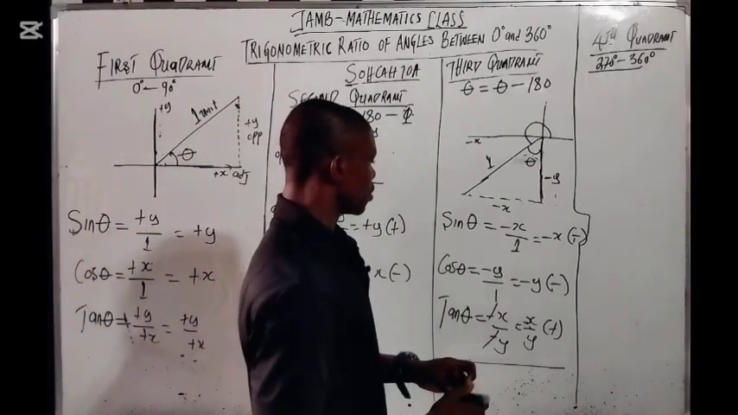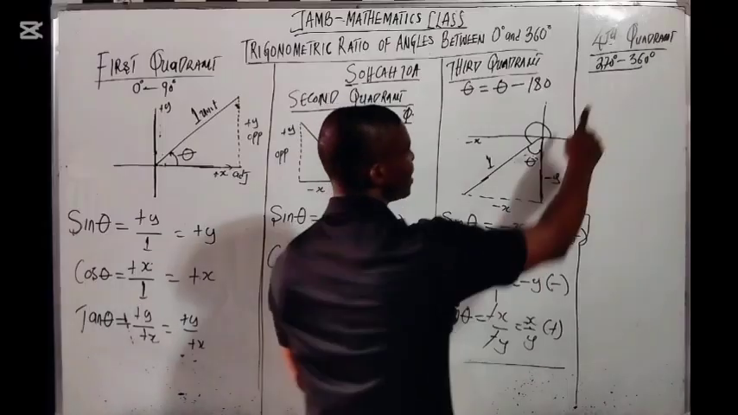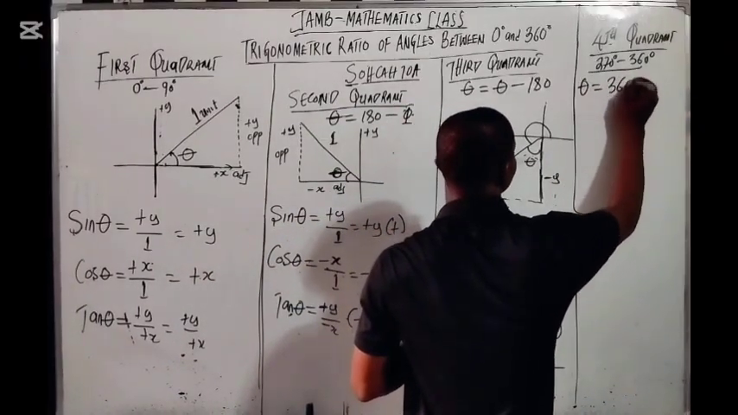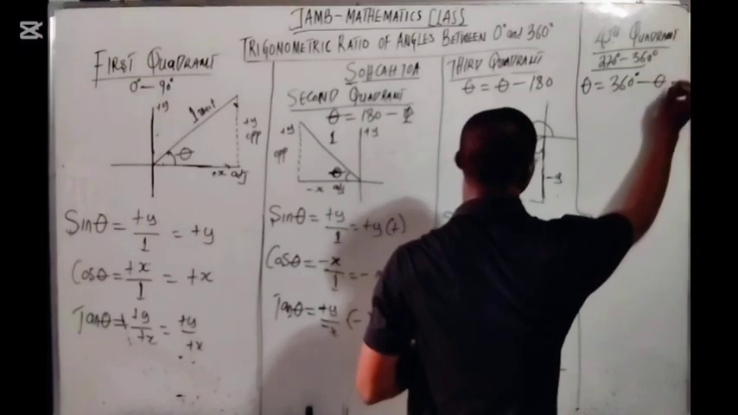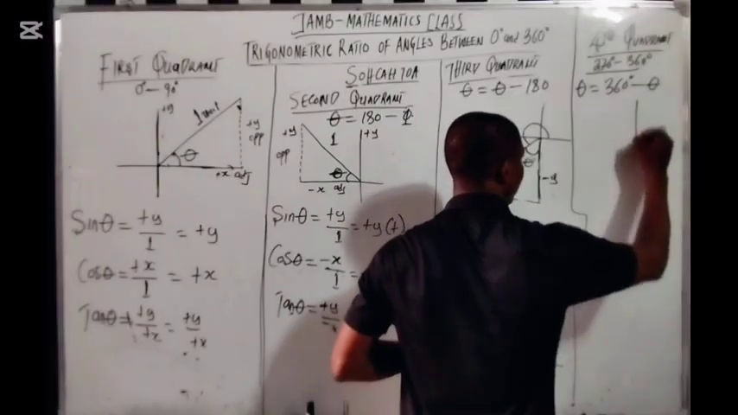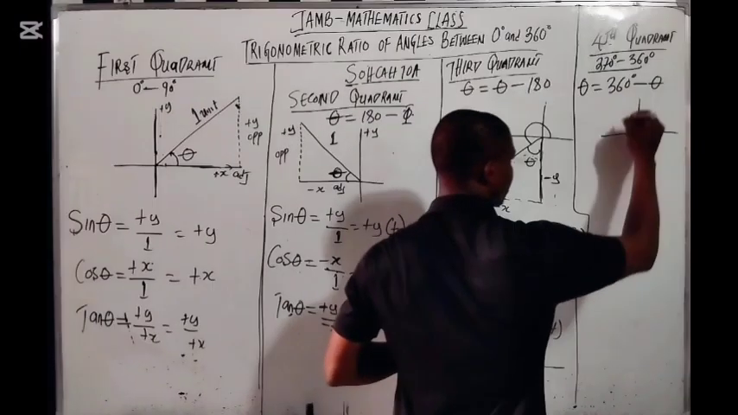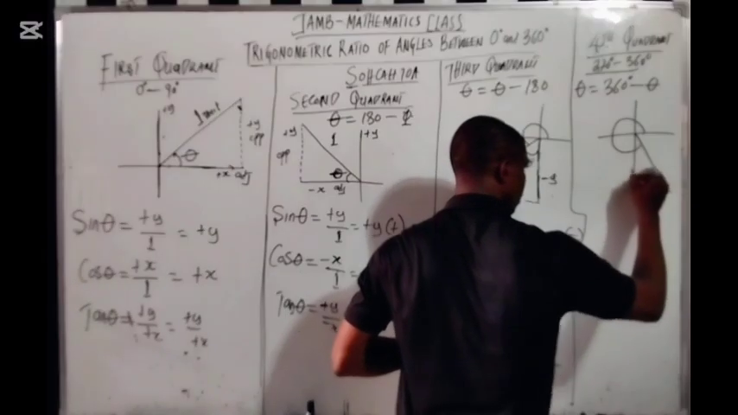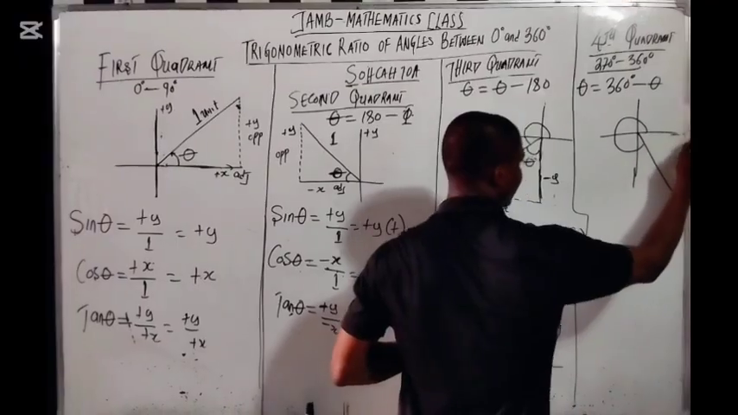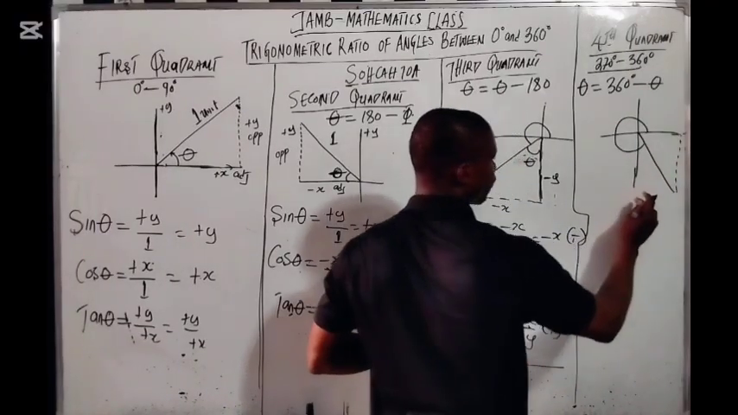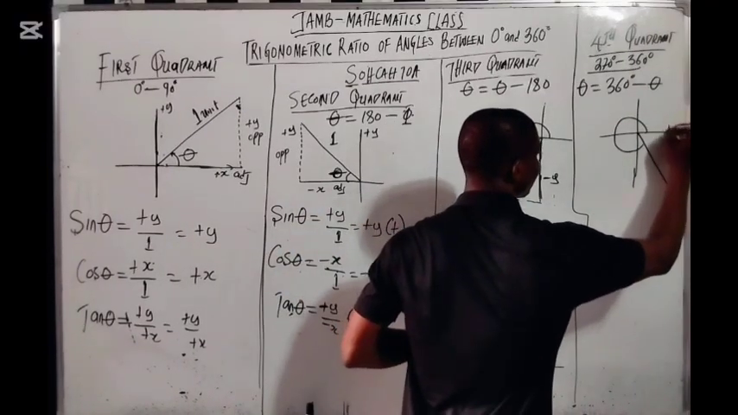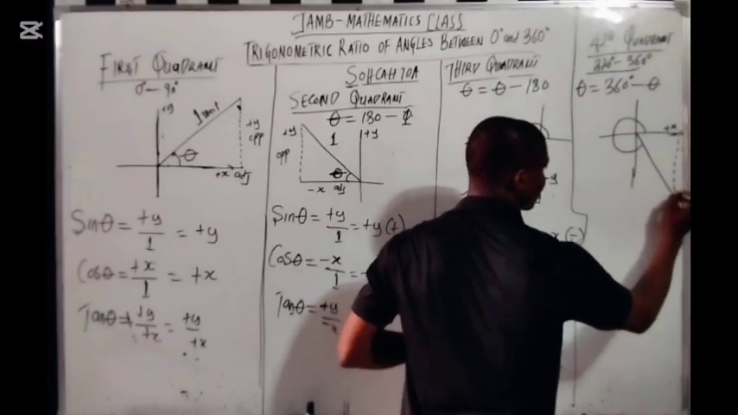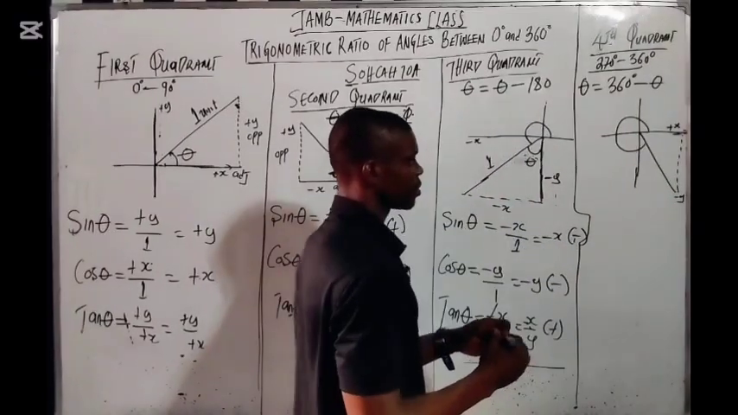So in the fourth quadrant, theta is going to be 360 degrees minus the theta. So how do you get here? From here to this point here, this is the fourth quadrant, right? So from here, I have positive x, right? And here I have negative y. That is it.